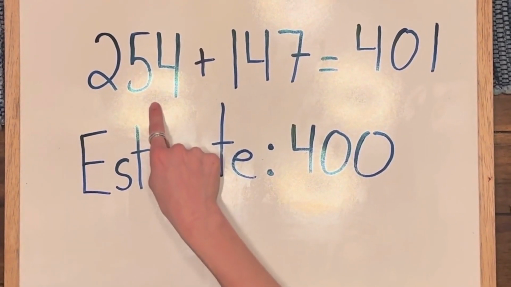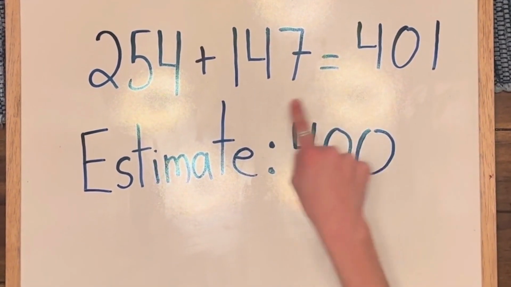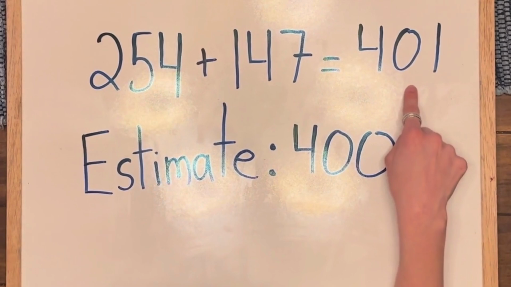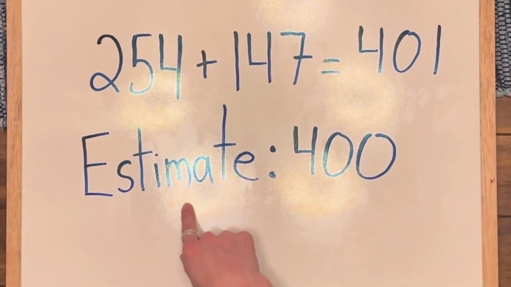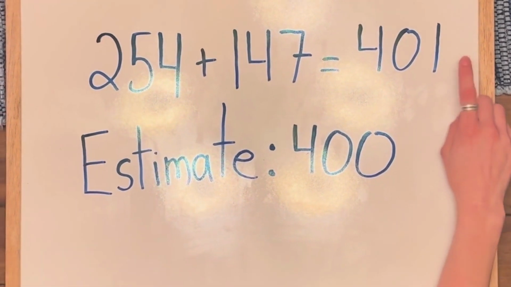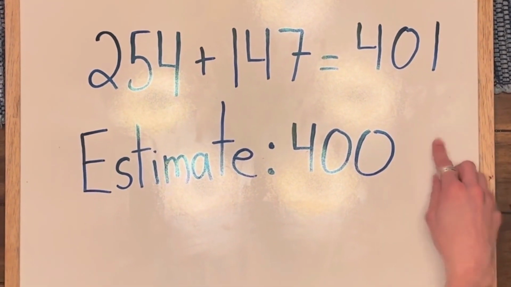Looking at the equation, 254 plus 147 through our different methods gave us 401. Going back to my original estimate of 400, you can see that my estimation strategy got me extremely close to the actual answer, making this strategy extremely effective to solve this problem.